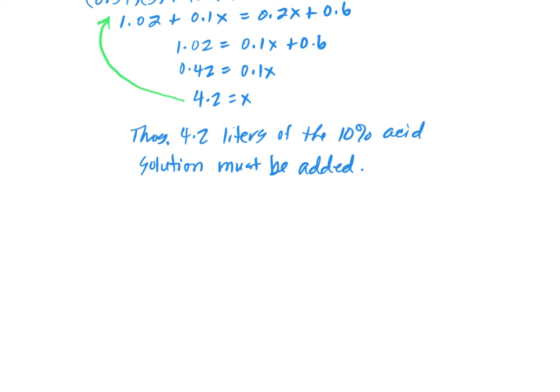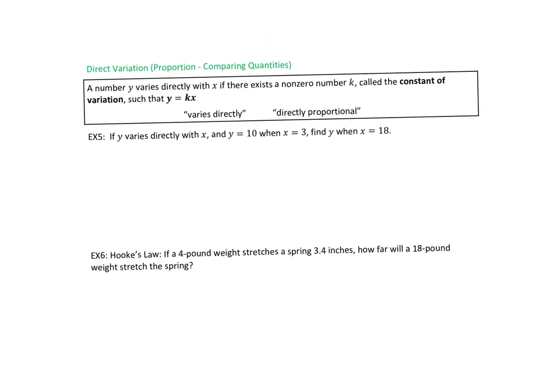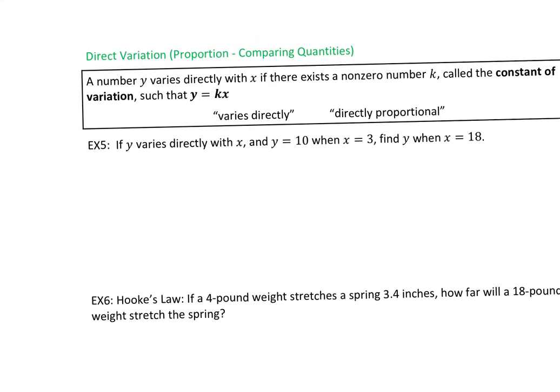And that would be it for our mixture problem. The last type of problem I would like to set up is a variation problem, in particular a direct variation. There are a bunch of different variation problems. In this section, they're only covering direct variation, which is the simplest type of variation problem. And when we talk about direct variation, it's just a proportion where we are comparing two quantities.